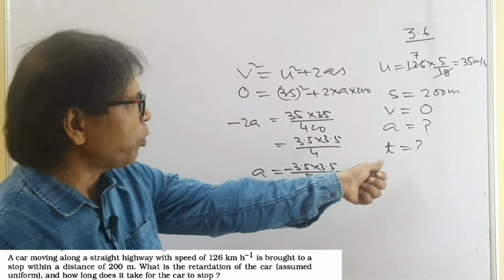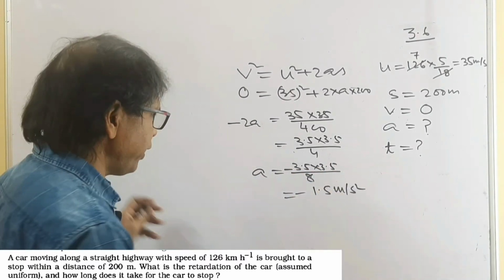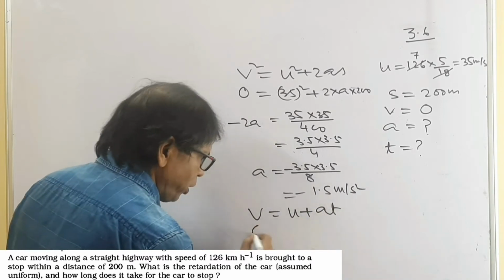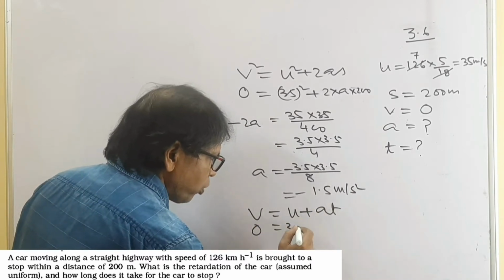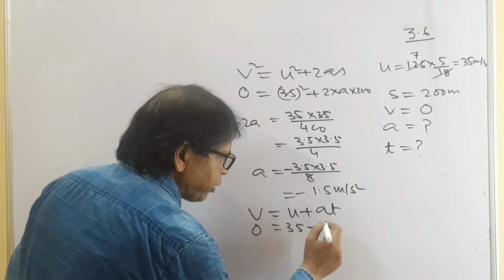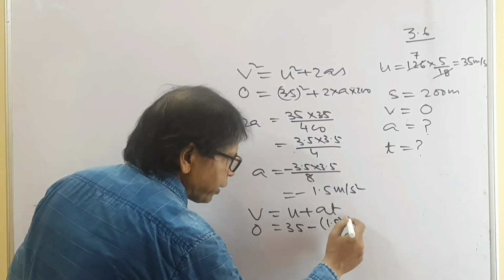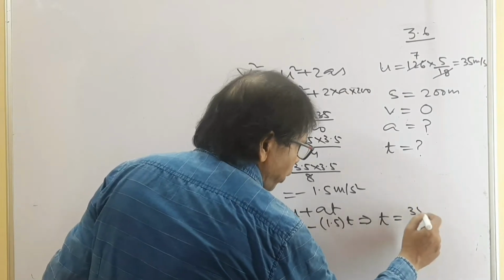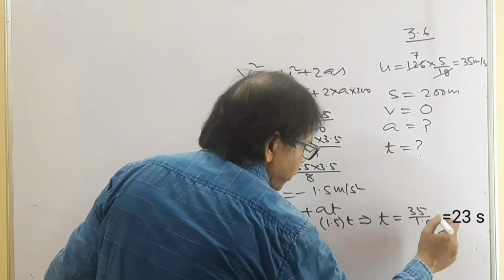Now the time to stop the car. Using v = u + at, here v = 0, u = 35, a = −1.5, and t is the time. So t = 35/1.5.